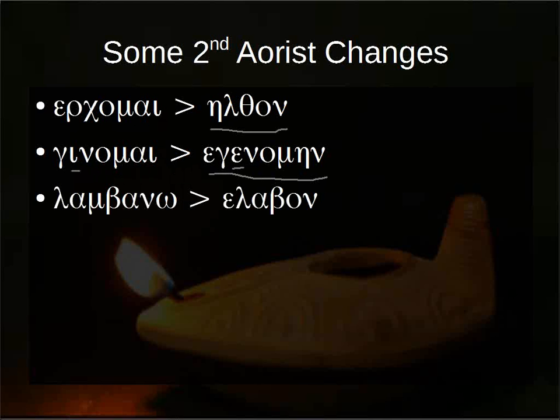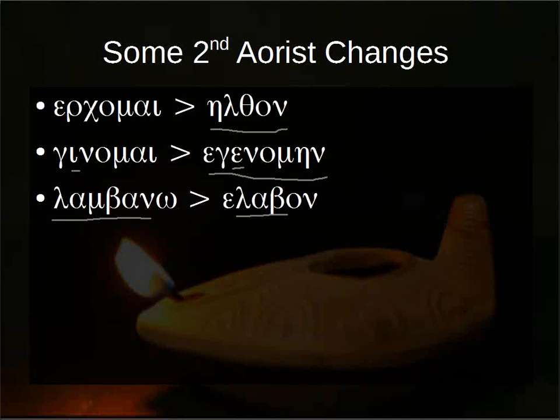In lambano, the pure stem is that, right? But you notice that lambano, in its second aorist form, scrunches up to just lambda alpha beta, okay? So that's what I mean about how the stem changes. It could just be one letter in the entire stem that changes, or it could be a major change, a total change. So this is how the second aorist behaves, all right?